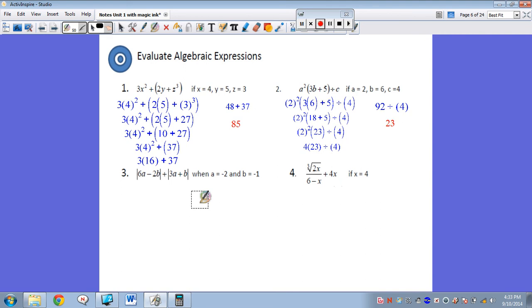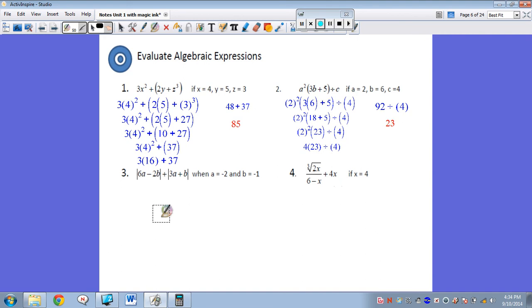Alright, number 3. So you have to be careful. These straight bars right here are actually not parentheses or brackets at all. This is absolute value. Remember, when you take the absolute value of any number, if it's a negative number, it becomes a positive number. If it's a positive number, it stays a positive number. The absolute value of any number is always positive.